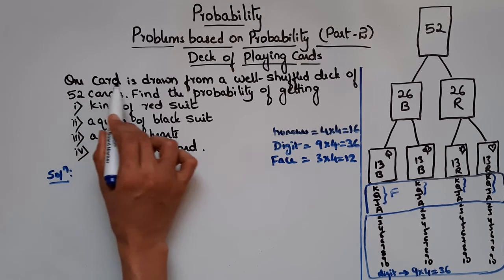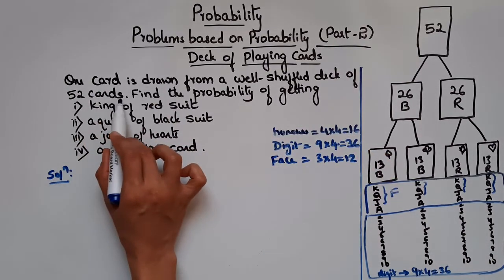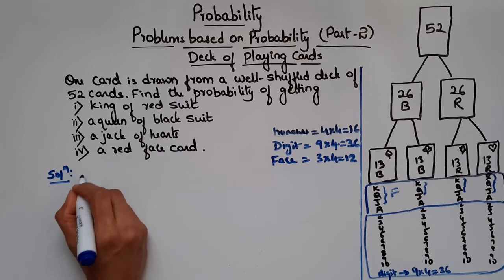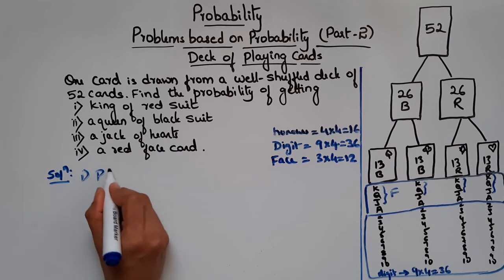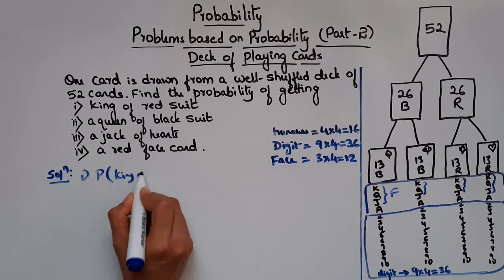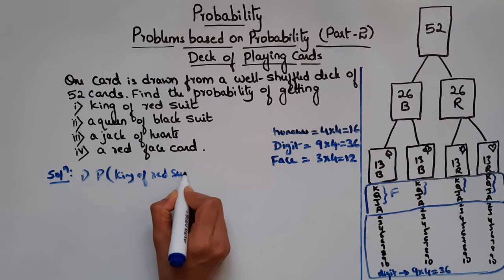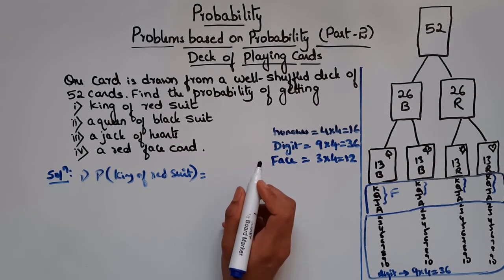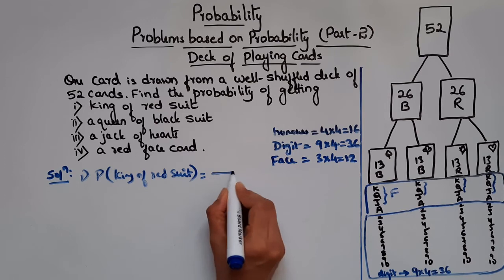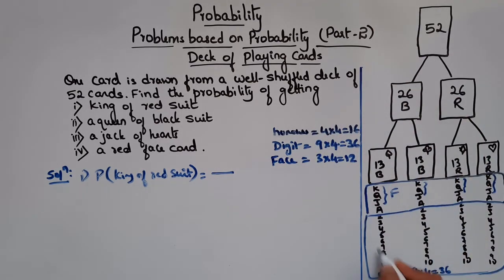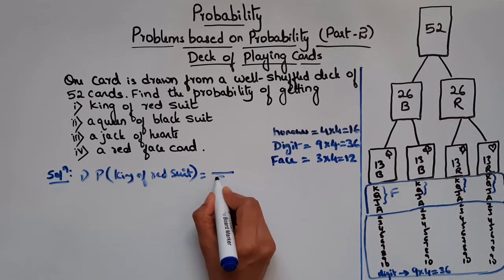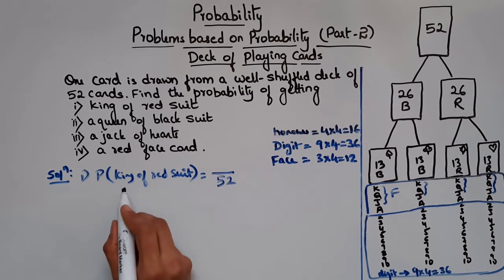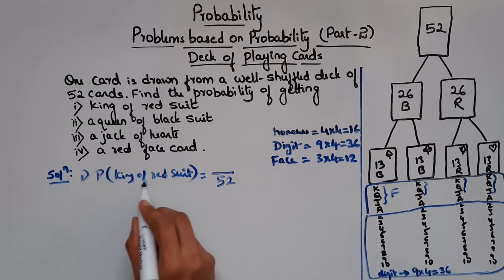Here it says, one card is drawn from a well shuffled deck of 52 cards. Find the probability of getting a king of red suit. So first, we have to find the probability of getting a king of red suit. We know the formula, it's a ratio of the number of outcomes favorable to E by the total number of possible outcomes. Here the total number of possible outcomes is the total number of cards, that is 52, right? In the numerator we have the number of outcomes favorable to E. So E here is king of red suit.